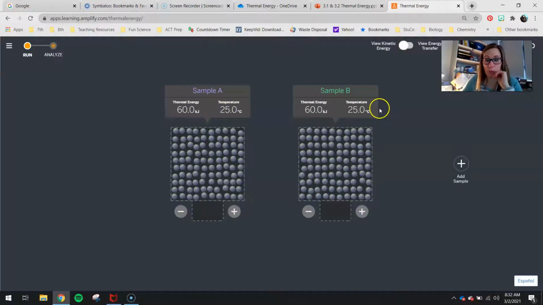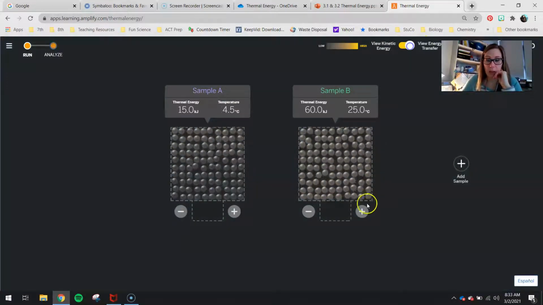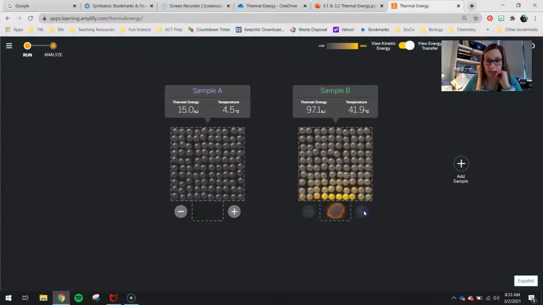So this number should be lower than this number, but this number, your thermal energy, should be higher than this number. So how are you guys gonna manipulate these samples? Obviously, you want one sample to be cooler and one sample to be hotter, okay?